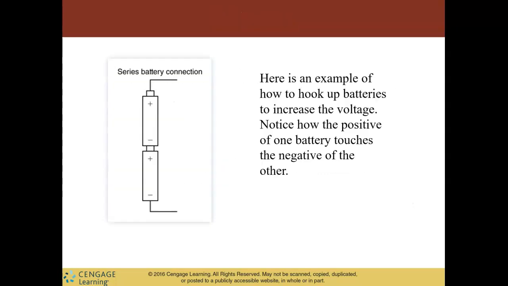And here's an example of a series connection where you have two batteries connected to each other. So in this case, the path of the circuit doesn't split. It's continuous. It goes through one battery and then the next. And that is going to provide more power. Of course, you're going to be sacrificing the amp hours by doing that.